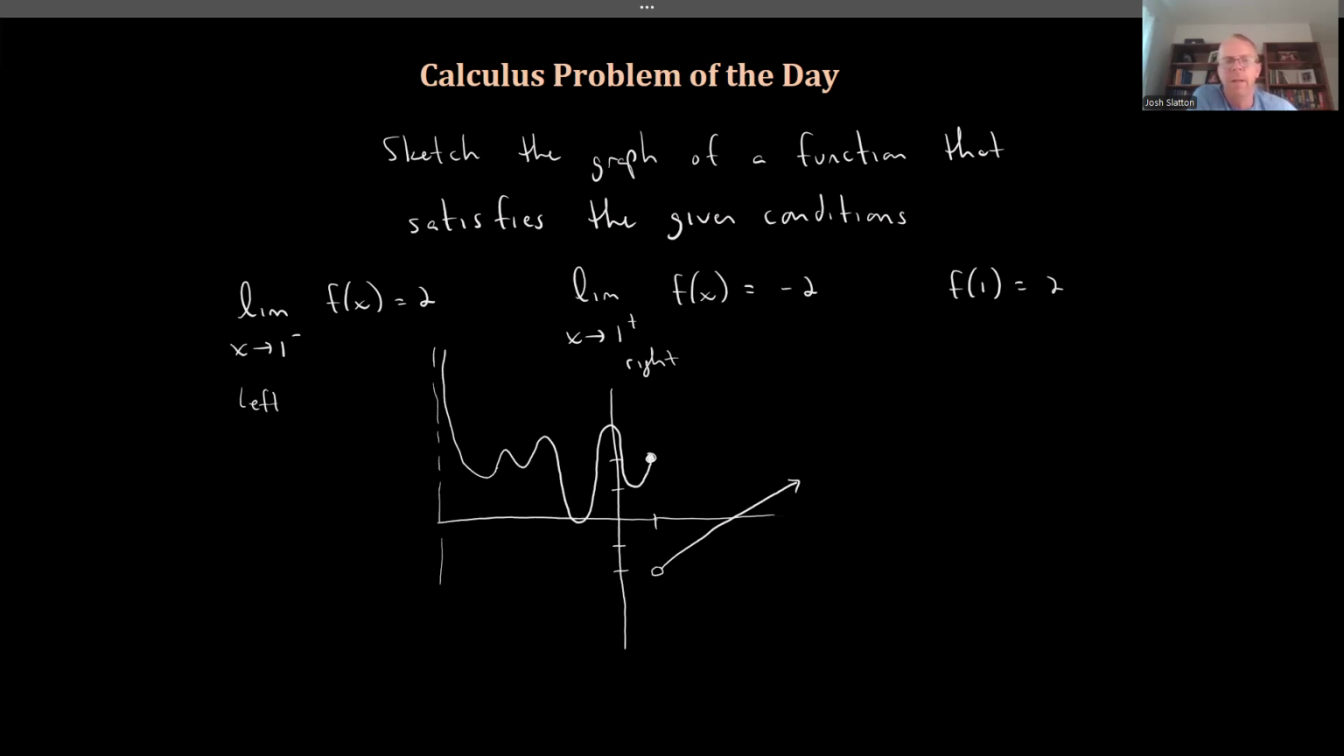Again, the limit is that x approaches a value. We're only worried about what happens as we get to that value. So it doesn't matter what happens out here. The closer we get, we need to be approaching 2 in this case, or -2 in this case. Other than that, doesn't matter what happens.